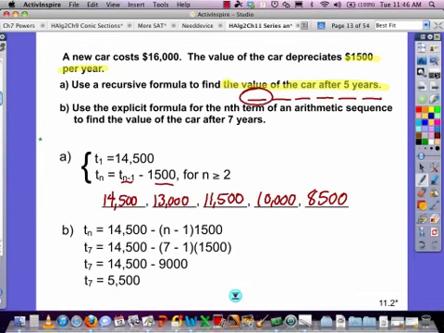So we can use explicit, we can use recursive, whichever way we go. We're not finding the sum of anything, we're actually finding individual terms and the sequences that they are in. So if you have any questions, let me know. It's arithmetic, all based on a constant addition or subtraction.